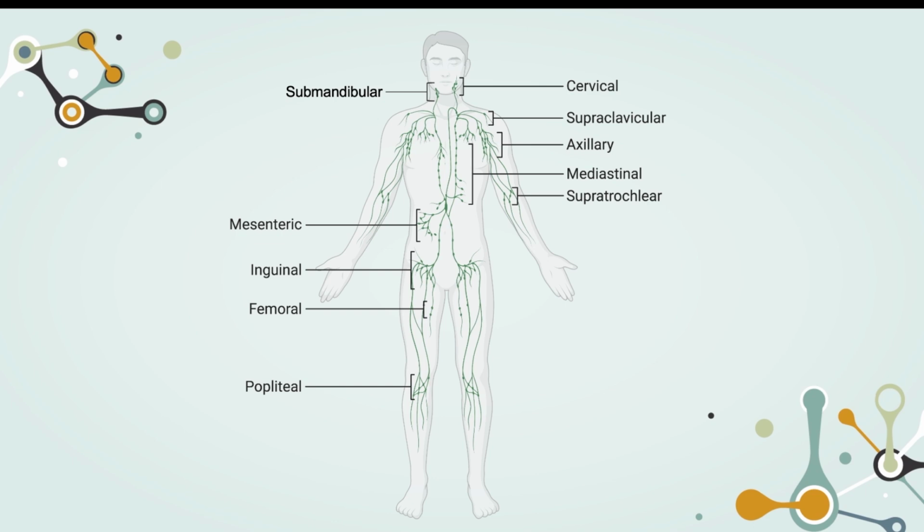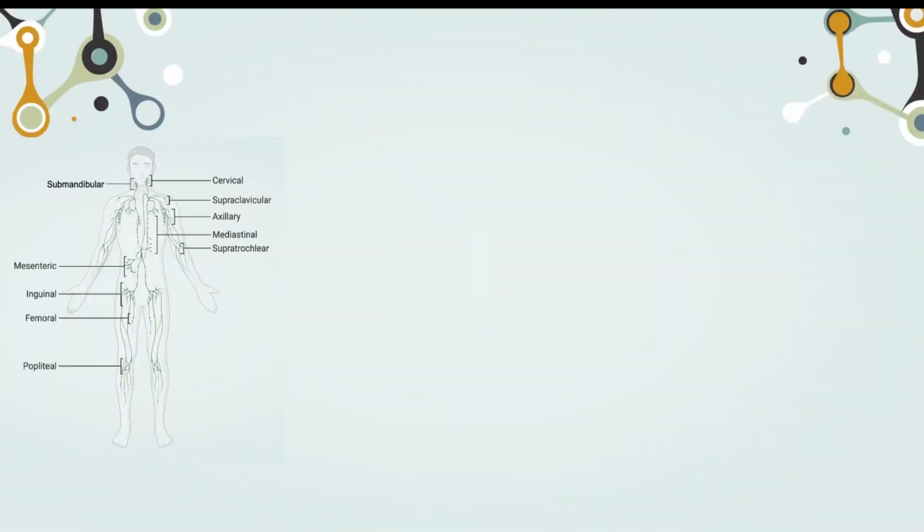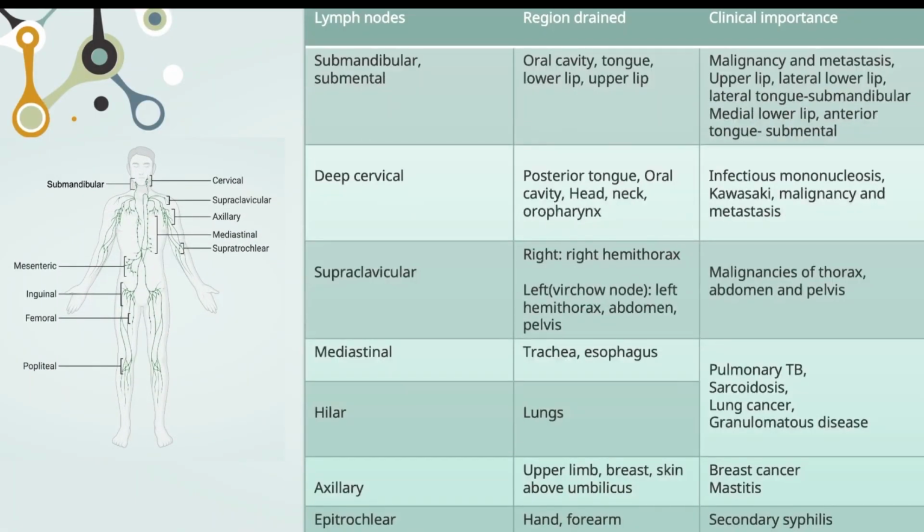So let's take the example of the breast. If breast cancer spreads, the first lymph node that will be affected is the axillary lymph node. All right. So for breast cancer, the sentinel lymph nodes are the axillary lymph nodes. So these are also super high yield from an exam point of view. Now let's look at individual groups of lymph nodes. All right. Now I won't be talking about each and everything in this table. You can pause the video and read the table yourself, but what I'll be teaching you is the clinical importance.